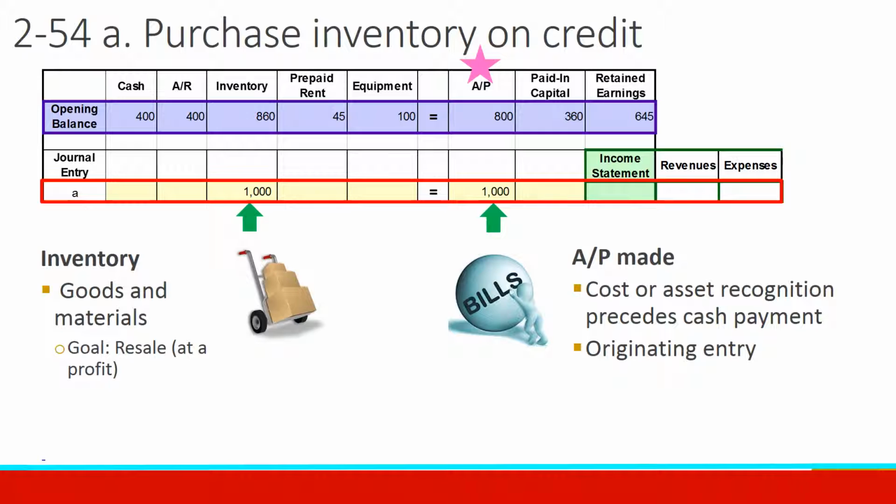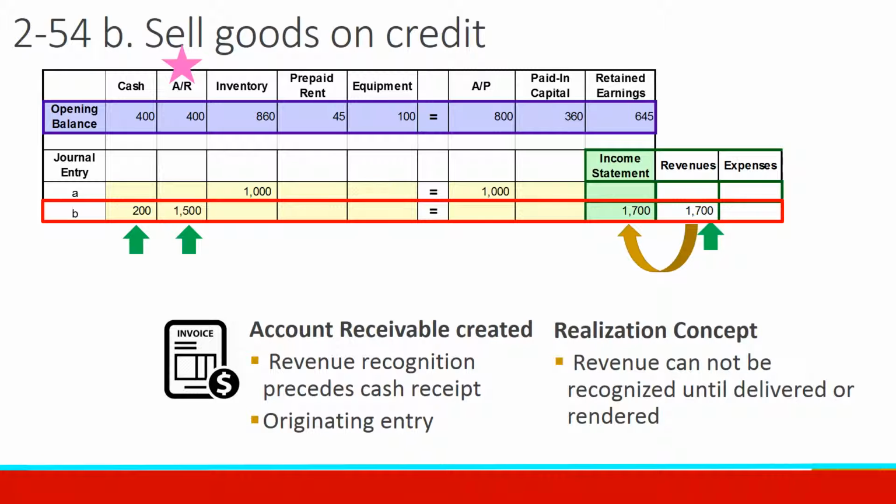And at some point in the future, we will be paying off the supplier and this account balance will drop. Now to our second transaction, we're going to sell some goods to some customers on credit. So now the customers will be paying us in the future. In fact, what the problem says is we sell $1.7 million worth of merchandise. Customers pay us $200,000, and the remainder, the $1.5 million, will be paid to us later.